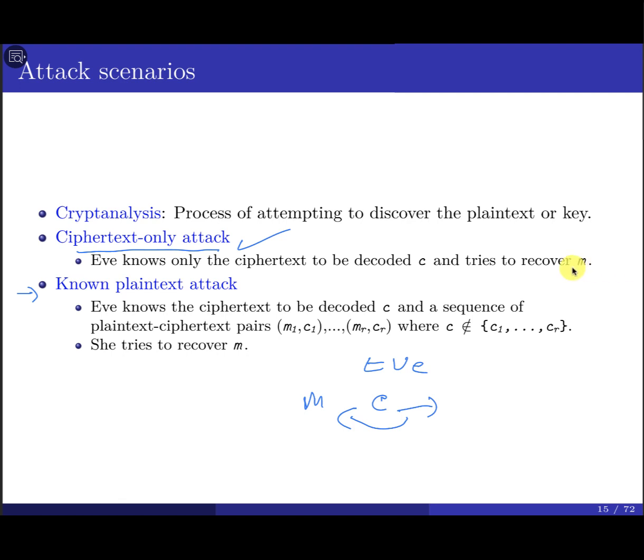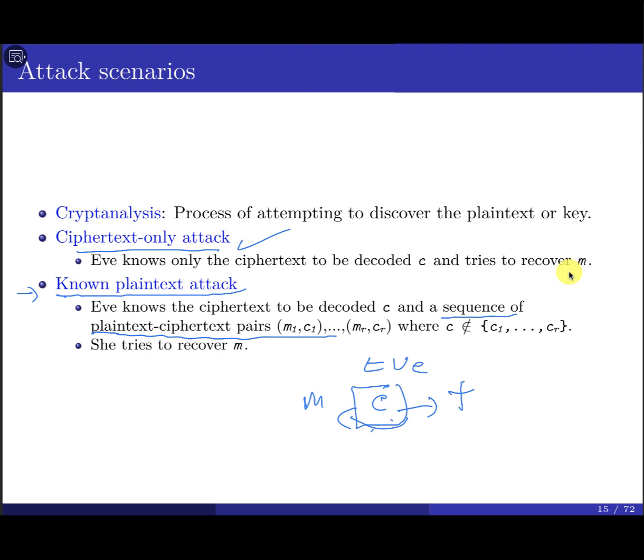So let's see how it works here. The second scenario, we'll call this one known plain text attack. What does that mean here? Eve knows, of course, the ciphertext that she wanted to crack, plus something else. What else? A sequence of plain text ciphertext pairs. And she tries to recover M from C.